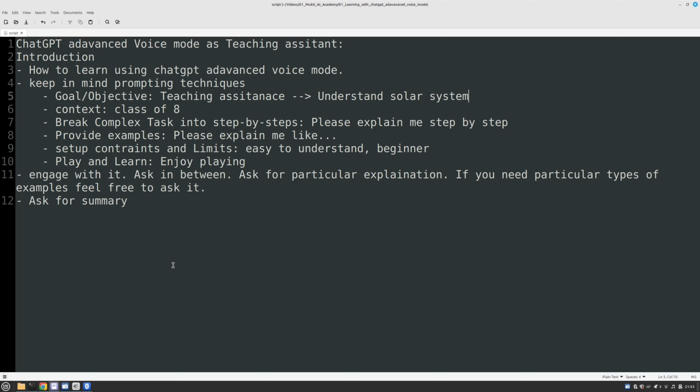Then you can also provide an example. For example, you like the football game and you can understand better if we have some example based on the football game. You can give a particular scenario, and ChatGPT will try to explain using that scenario. You need to also set up constraints and limits. For example, I am a beginner, I need the content easy to understand. And at the end, it is very important to play yourself, and with playing you can learn, you can master the skill to communicate, to converse with ChatGPT.